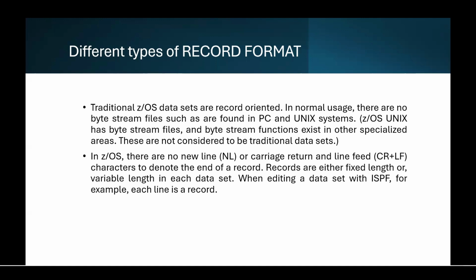In z/OS, there is no new line, carriage return, or line feed character to denote the end of the record. Records are either fixed length or variable length in each dataset. When editing a dataset with ISPF, for example, each line is a record. So in z/OS, when you are creating any PS file or any partitioned file, each line is a record. So we have the record length, and as per your requirement, you mention the record length, and whatever we have in that particular line is our record. So each line is a new record, and based on that, you specify the record length.